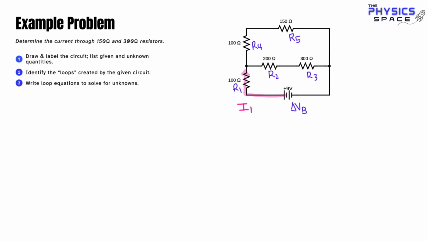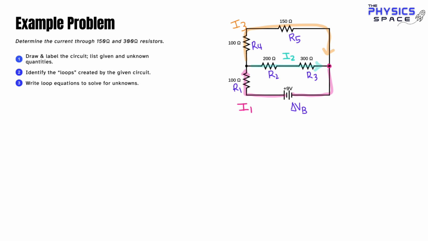And then we have some amount of that current that splits off and goes through resistors 2 and 3. I'm going to label that one I2. And then I also have the current that goes up through this branch, and I'll label that one current 3. And then at this junction here, our current joins back together, and we have that same current I1 that goes back through the battery.